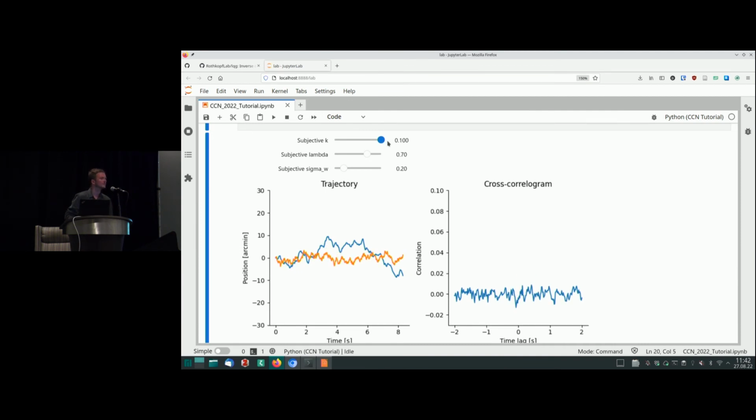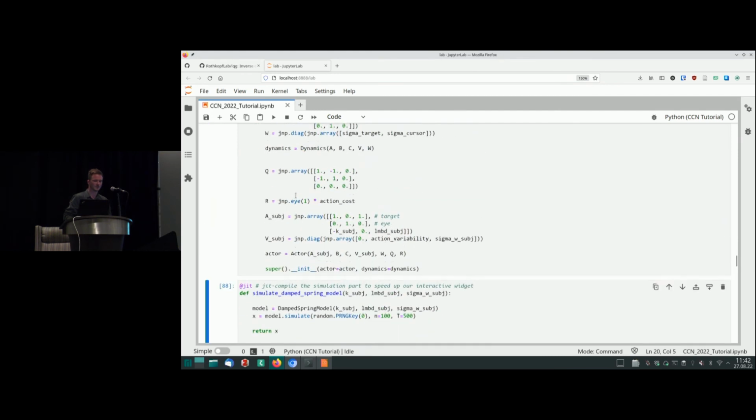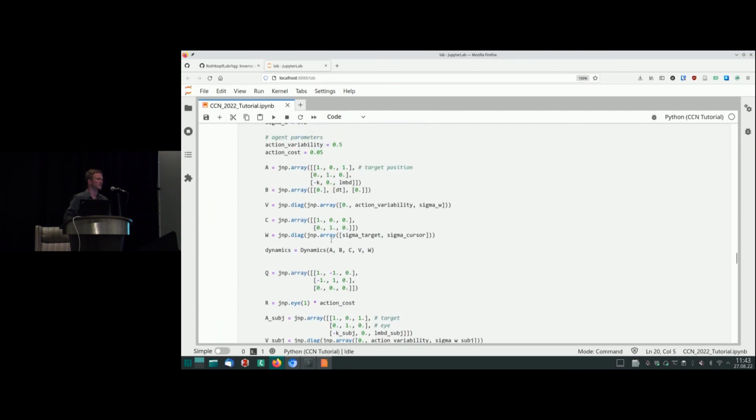Sorry, could you just scroll up to W again? I missed W and it's not filled in. Yeah, so W is again this matrix that includes these observation uncertainty terms. You have your perceptual uncertainty about the position of the target and the perceptual uncertainty about the position of the cursor, which in this case is just about the position of where your eye is looking on the screen. Thanks.